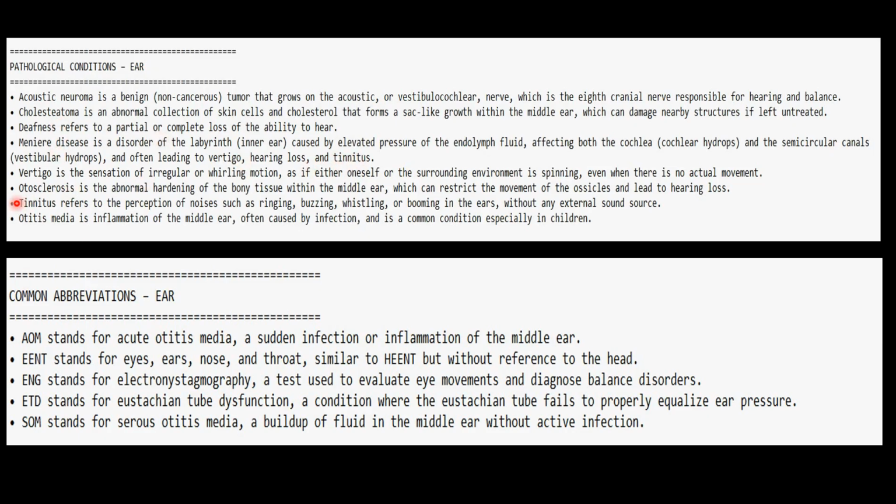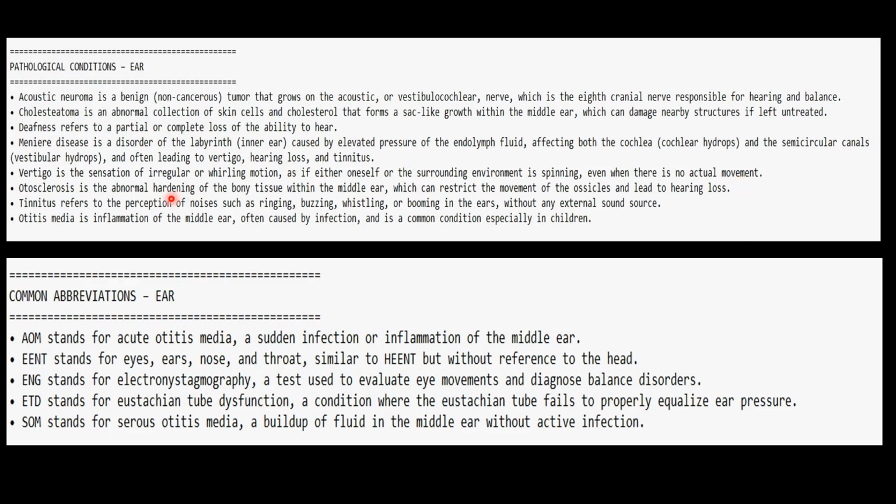Now let's see what vertigo actually is, because I'm sure you might have heard this term a lot. Vertigo is nothing but a sensation of irregular or whirling motion, as if either oneself or the surrounding environment is spinning, even when there is no actual movement. Sometimes the patient feels that the environment is spinning around him. This is because of the vertigo condition.